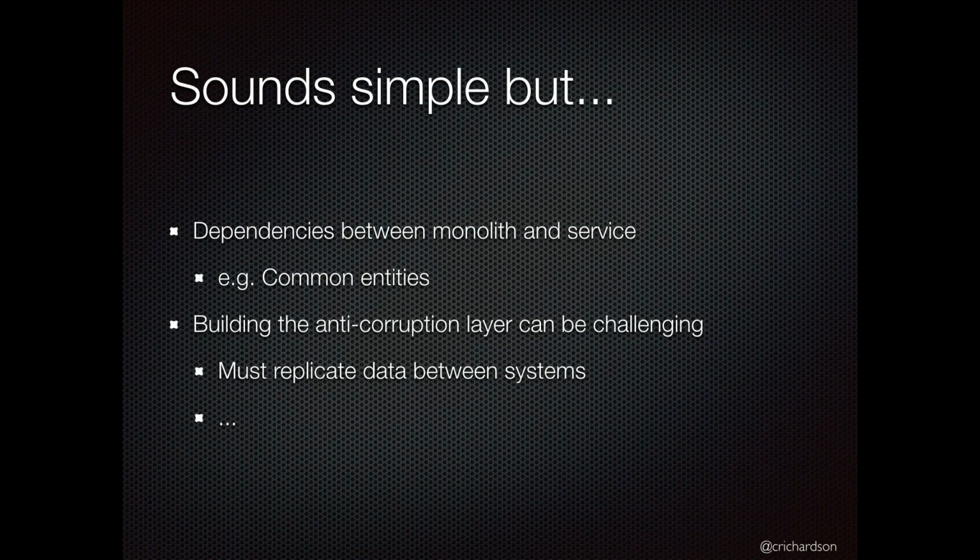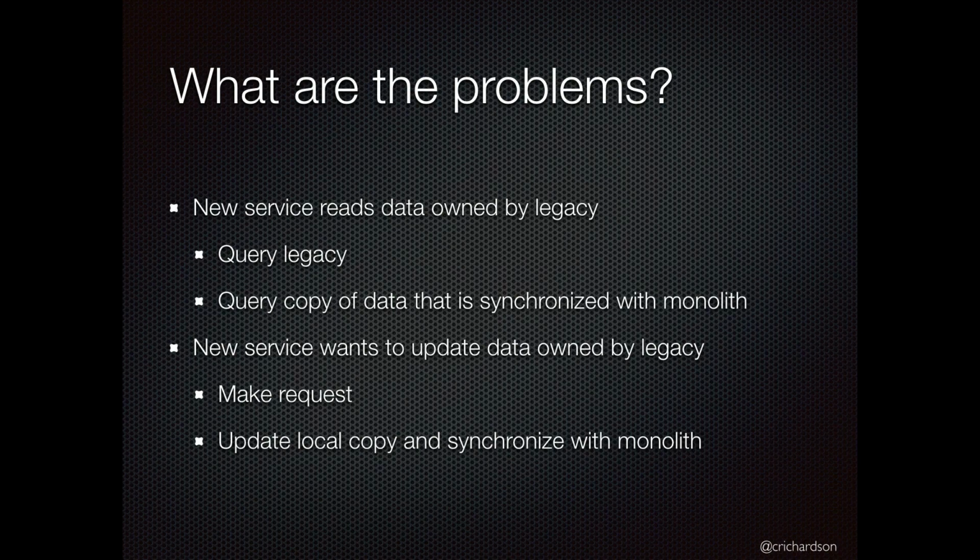It sounds quite simple in theory, but in practice, because there are these dependencies, actually building this anti-corruption layer can be quite challenging. Basically, the anti-corruption layer, as it's called, has to replicate data between systems. So for instance, the new service might need data that's owned by the legacy system. So the glue code could either query the legacy system, or it could replicate data into a database that is owned by the service, and then keep those two databases in sync.